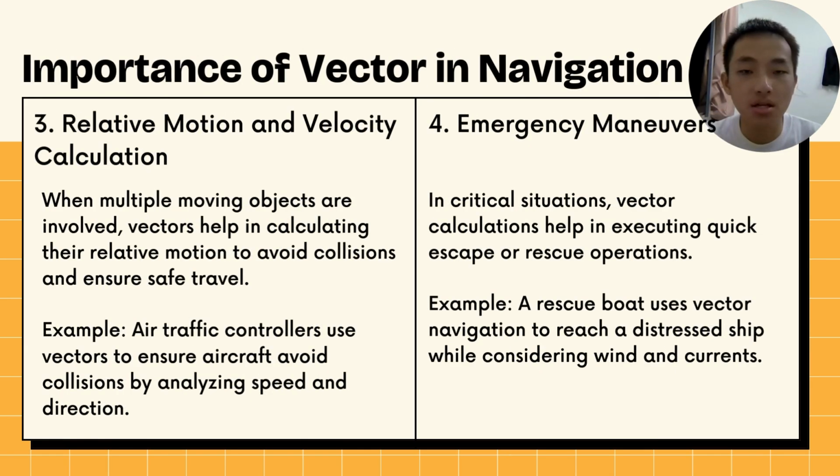The third importance of vector in navigation is relative motion and velocity calculation. When multiple moving objects are involved, vectors help in calculating their relative motion to avoid collision and ensure safe travel. For example, air traffic controllers use vectors to track the speed and direction of airplanes. If two planes are on a collision course, vector calculations help determine how to adjust their speeds or directions to avoid an accident.